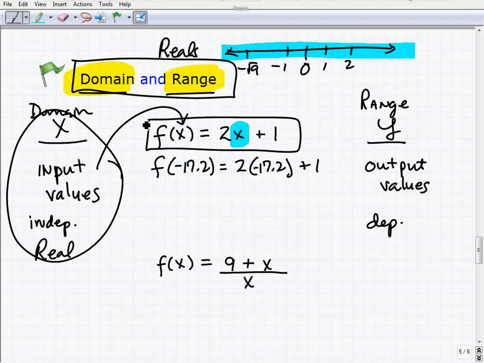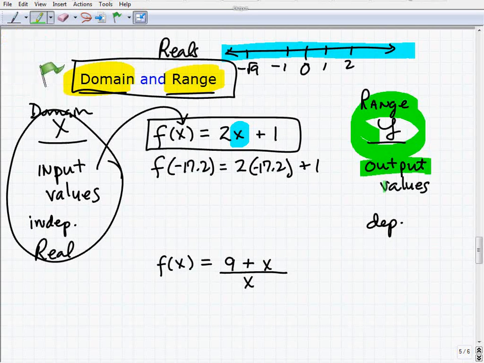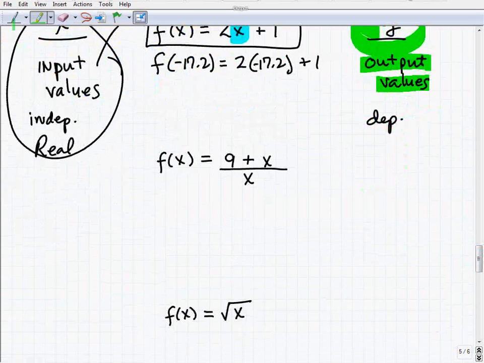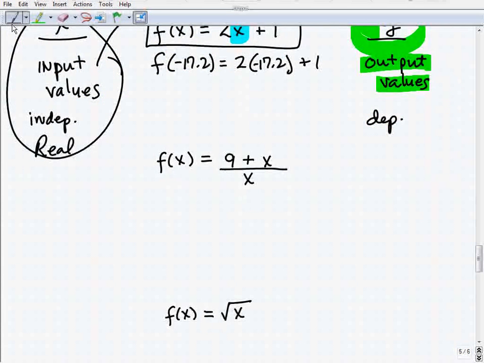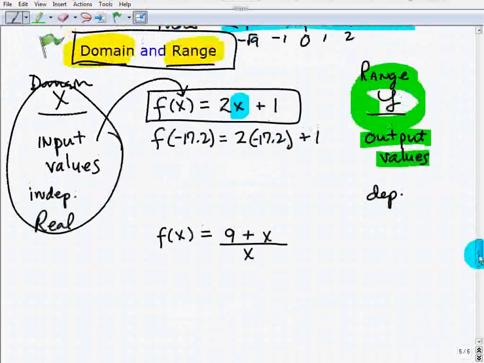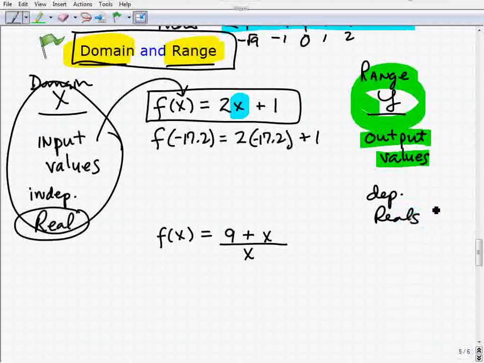And every time you pick any number, you're guaranteed to get some sort of output value. That's not the case with all functions, though. So before I move on, the domain here was all real numbers, and the range is all real numbers also.